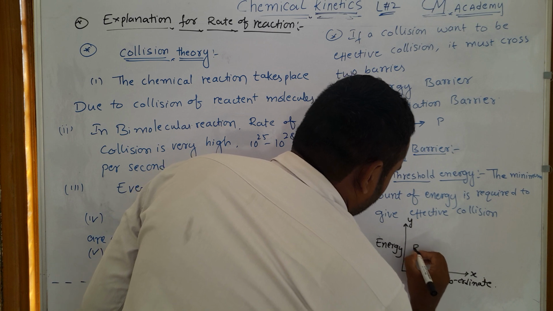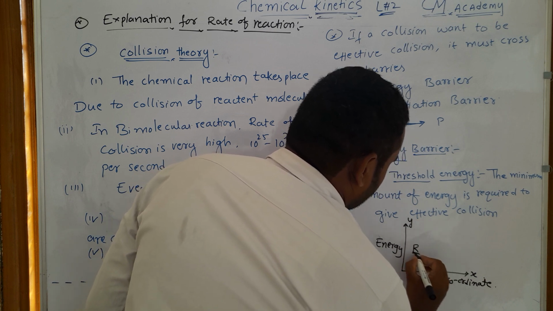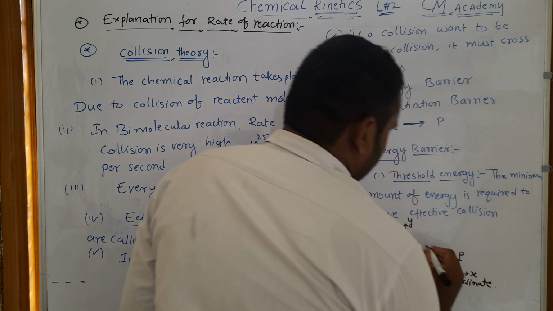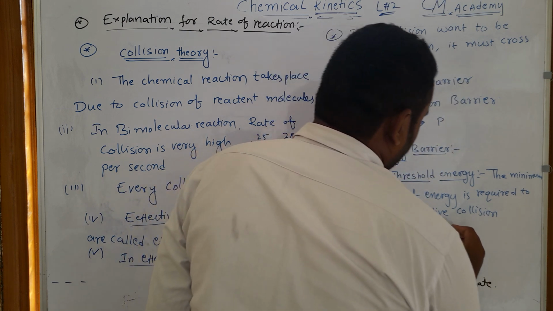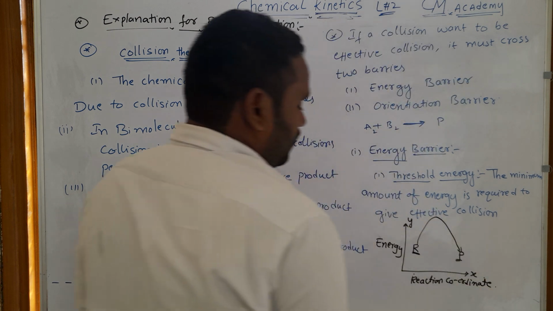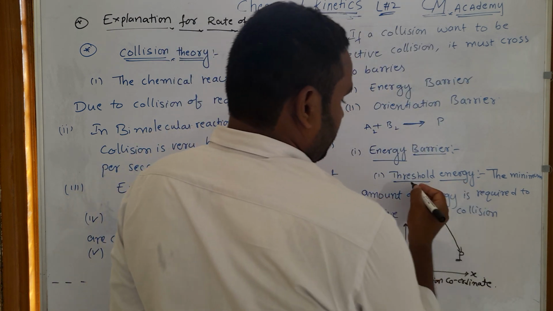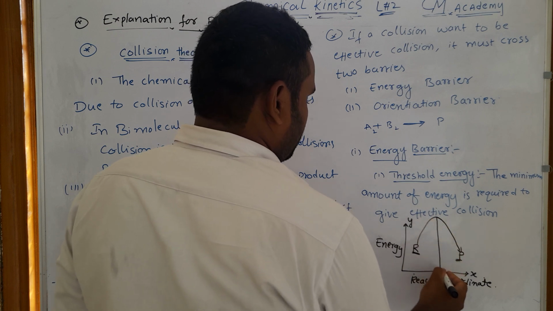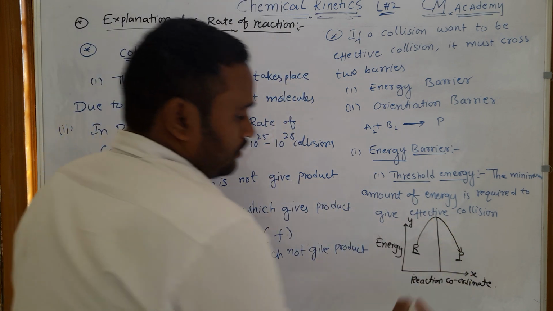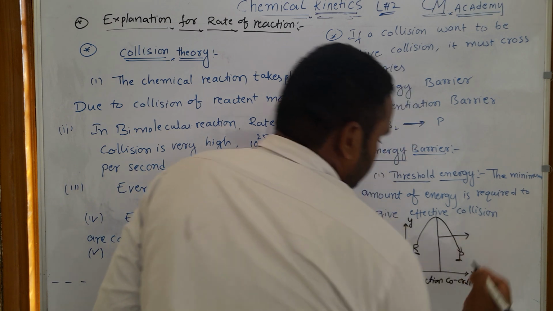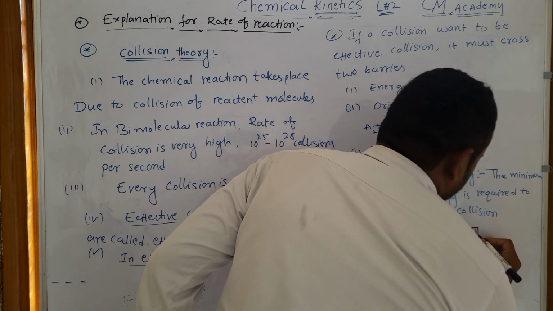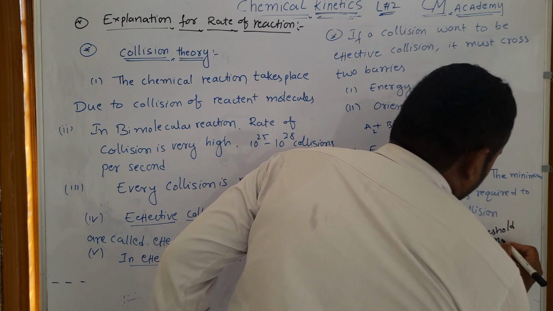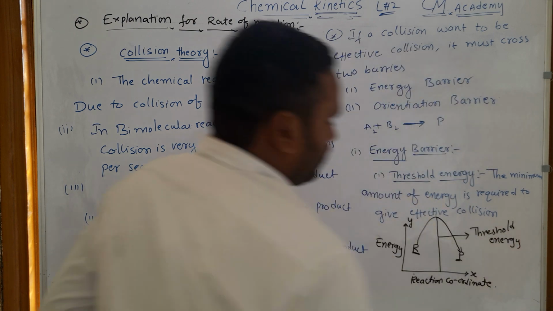Initially this is the energy of the reactant, and this is the energy of the product. If a reactant wants to convert into product, it must clear the energy barrier. So this is the energy barrier. This amount of energy is called threshold energy.